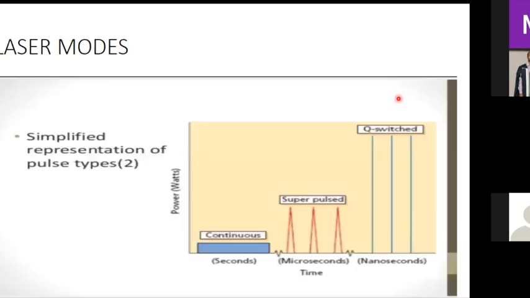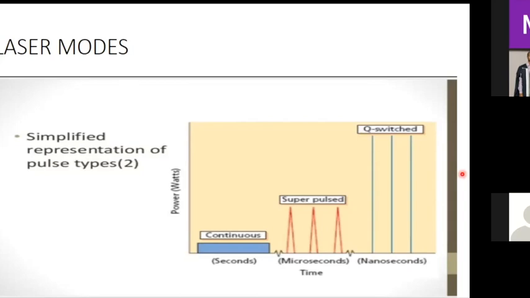This picture shows what we were discussing in the previous slide. With continuous, there's a continuous flow of energy over time. With pulsed, there's flow, then it stops, starts again, stops, starts again. And then Q switch is a combination of these two.